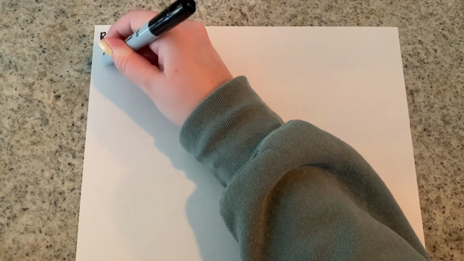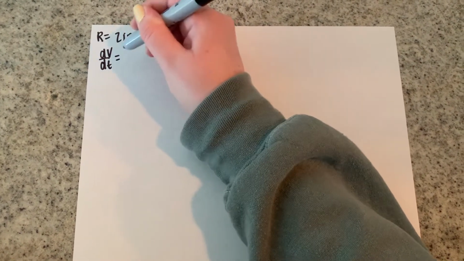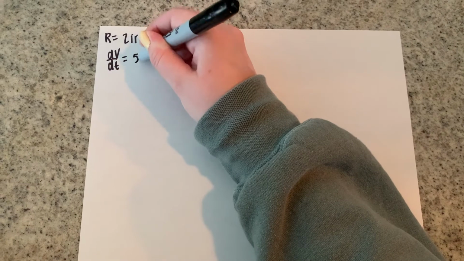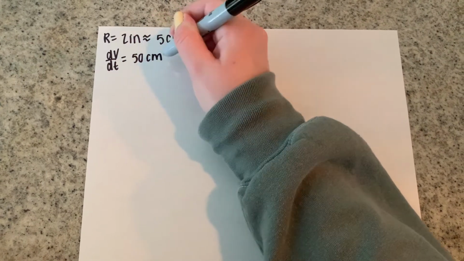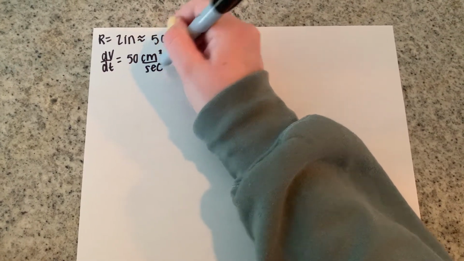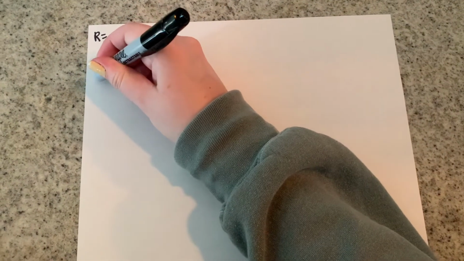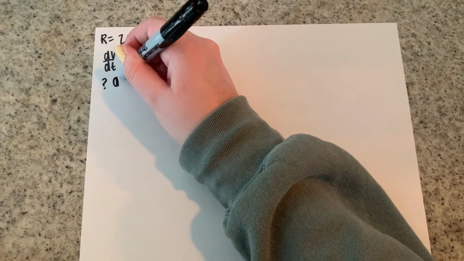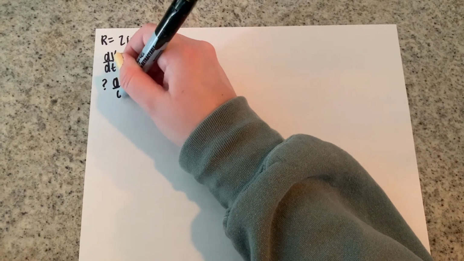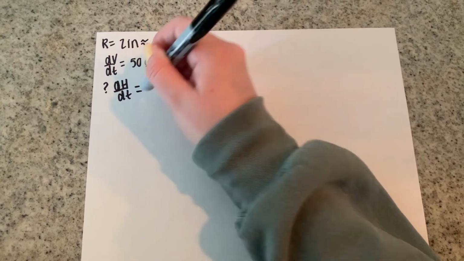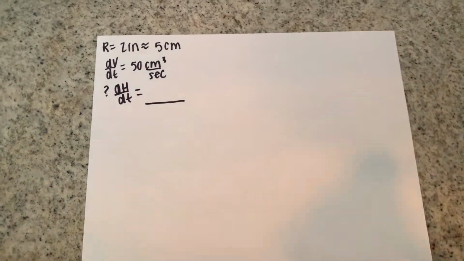And then our change in volume with respect to time, as I had estimated, would be about 50 centimeters cubed per second. So we're going to go with that, and those are going to be our starting measurements. Now what we're looking for is our change in height with respect to time, and that's going to be our unknown.